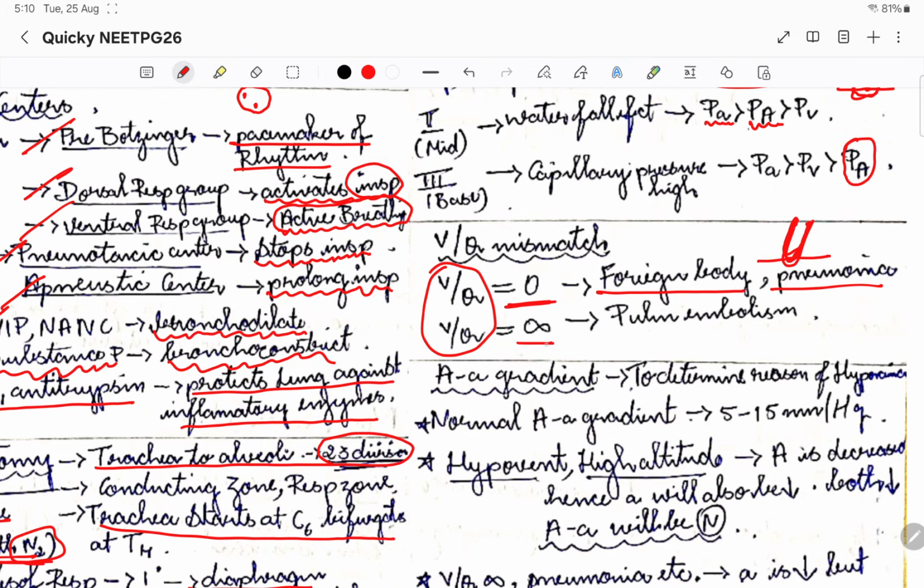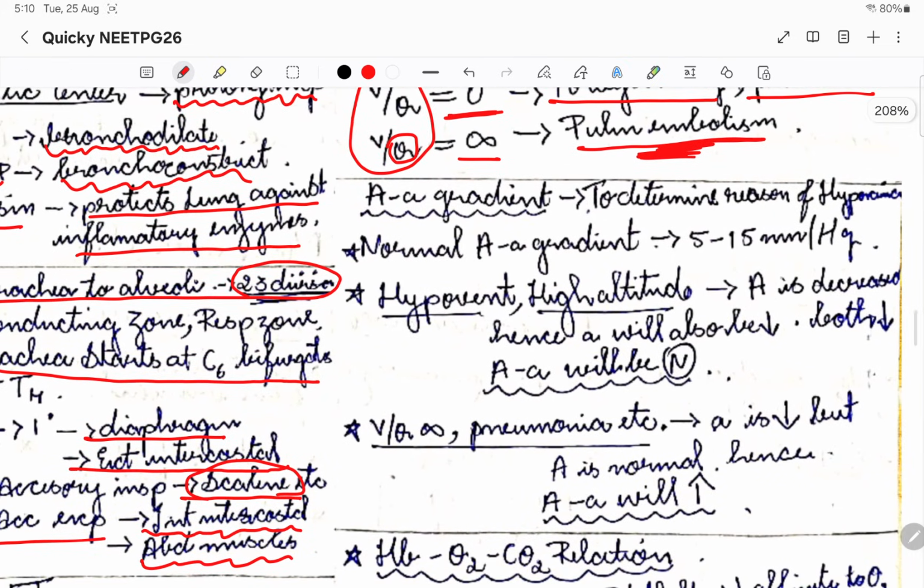V by Q infinity means there is some perfusion loss. Q will be 0. There is no perfusion at all happening near the alveoli. So this is what V by Q infinity means. The pathology will be pulmonary embolism. Pulmonary embolism means there won't be any perfusion, so that is where the V by Q will be infinite. Then coming to the A by a gradient.